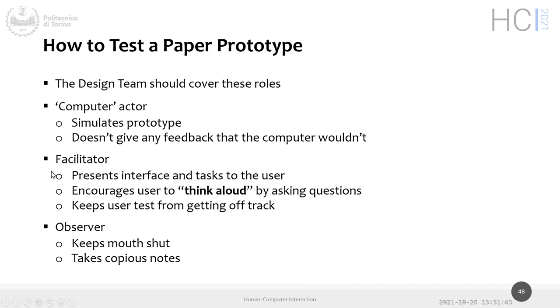And the other two roles that may be merged in a single person, if we don't have three people for doing the experimentation, one is the facilitator. So a person who is sitting with the user, helping them perform the tasks. Basically, we are creating a paper prototype to test the development of a task.